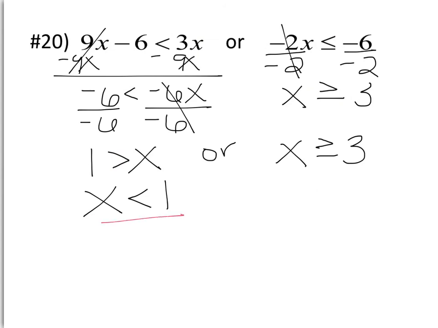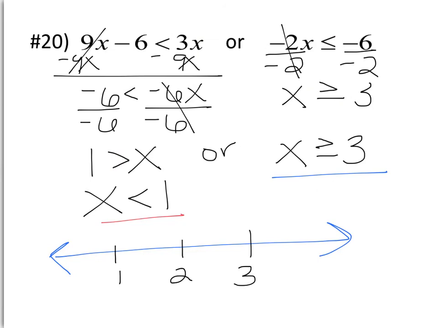So I'm going to go ahead and color code these for you. Oops, that's not what I meant to do. But that's fine. So I've got 1, 2, 3. So in red, x is less than 1. So it's a parenthesis because it's just less than. In blue, x is greater than or equal to 3. So it's a bracket.